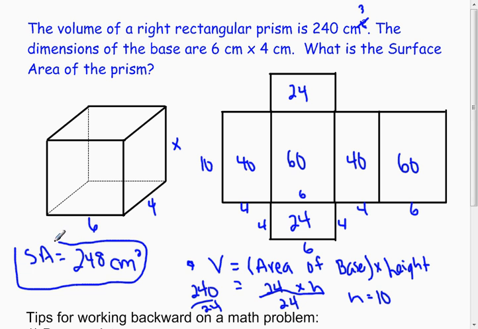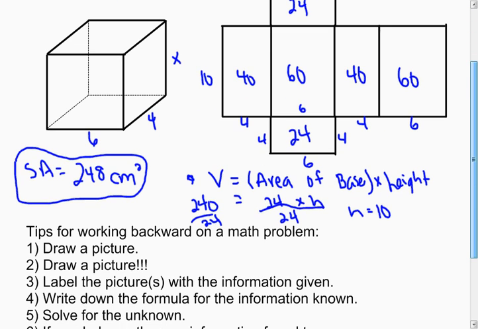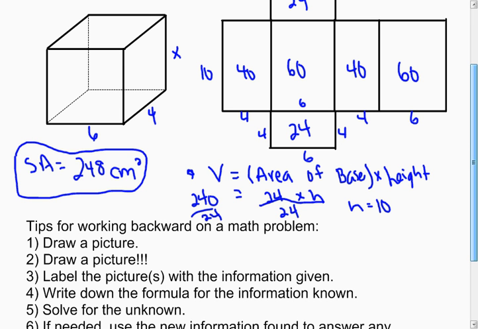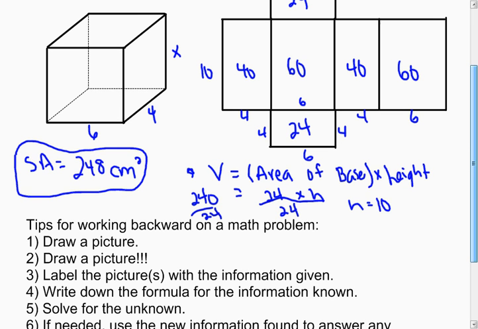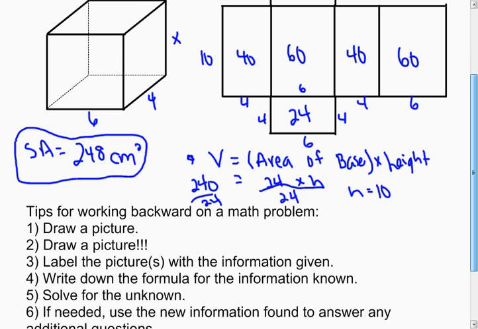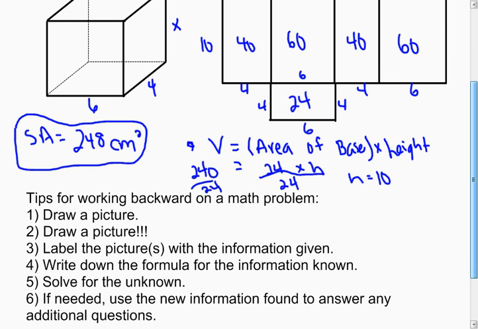So don't forget these steps. Next time you're working backward on a problem, these are very vital. Draw a picture. Seriously, draw the picture. Label the picture. Write down the formula for what you know. Solve for what you don't know. And then once you have that information, answer the question if you haven't done so already.